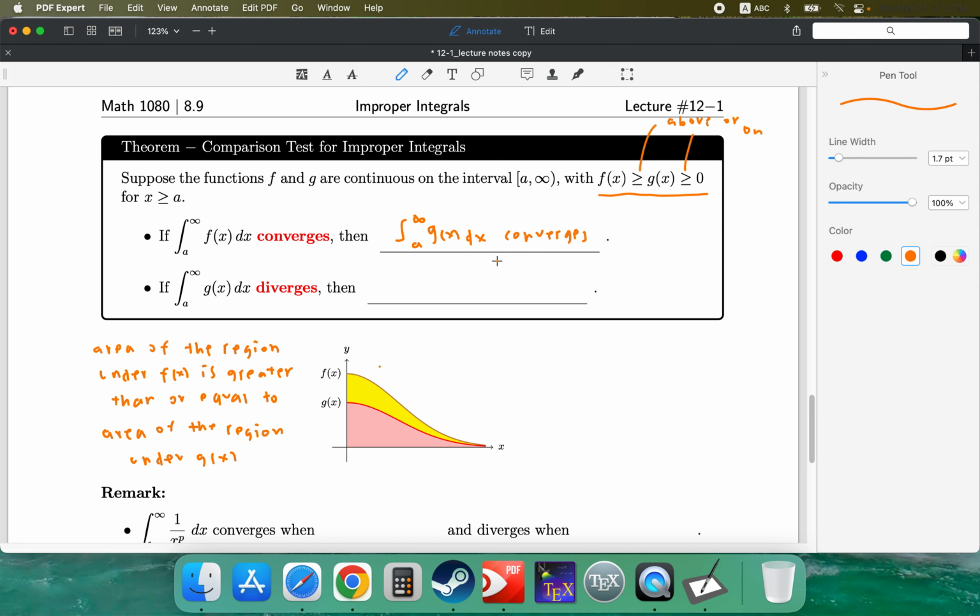Now, if the integral of g diverges, so notice that right here, we are describing an area under the curve, so if the area under the curve diverges, that means it's infinity. Then the area under f must be infinity, right? So that means the integral of f from a to infinity also diverges.